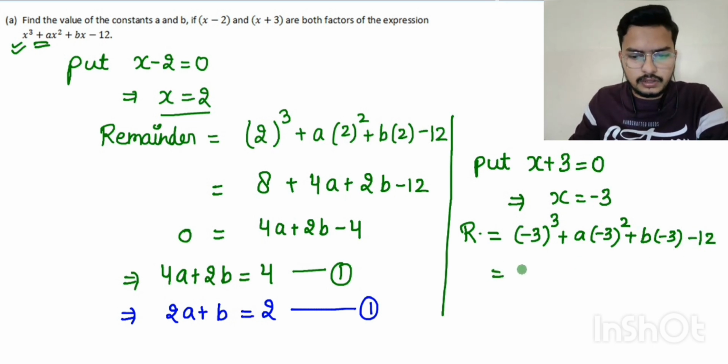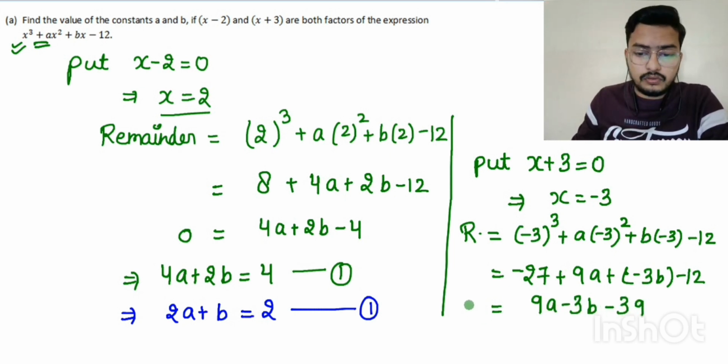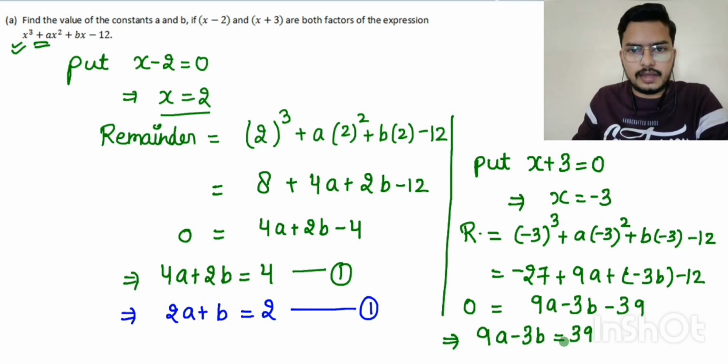So this is exactly minus 27 plus 9a, right, plus minus 3b, okay, and that is minus 12. So this is exactly 9a minus 3b minus 39. Again the remainder is 0 because it is also a factor, so just put the 0 here. So this equation will become 9a minus 3b is equal to 39, right?